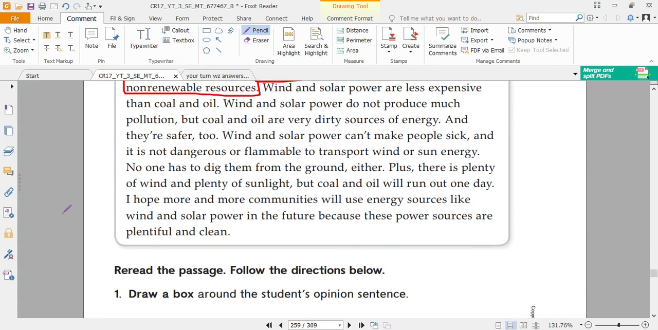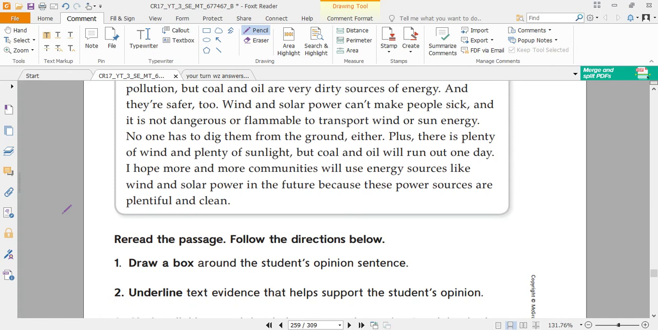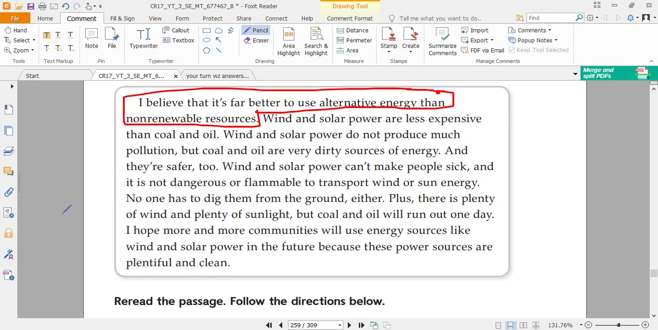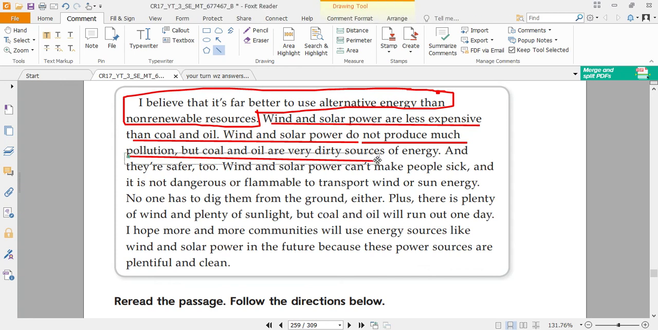Question 2. Underline text evidence that helps support the student's opinion. Which sentences support or help his opinion here? Yes, all the sentences from here. Wind and solar power are less expensive than coal and oil. Wind and solar power do not produce much pollution, but coal and oil are very dirty sources of energy.